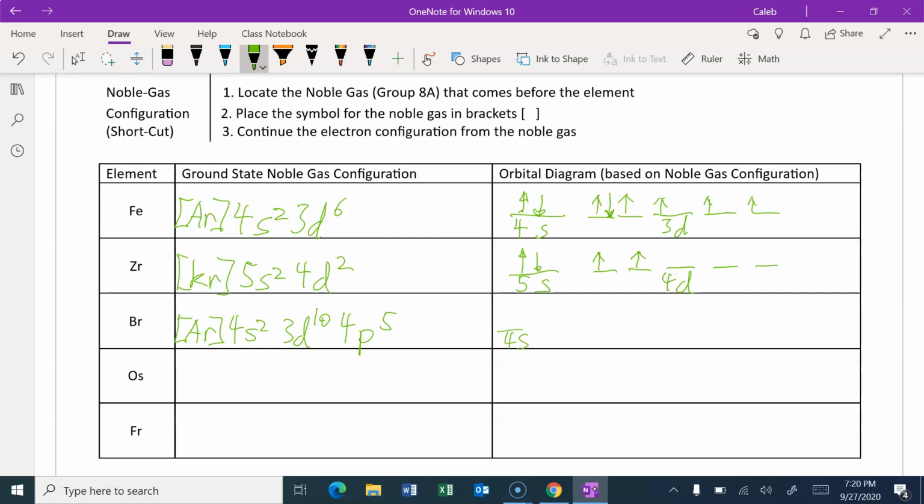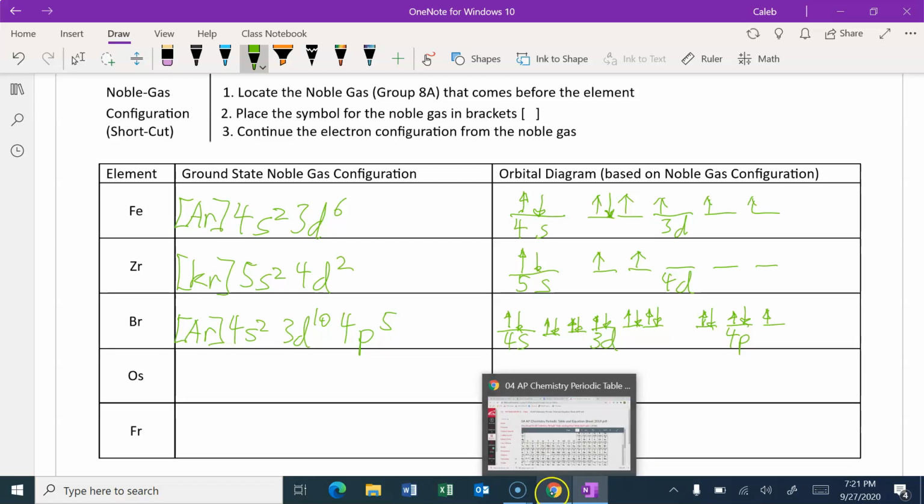So we have 4s, 3d, 1, 2, 3, 4, 5, 6, 7, 8, 9, 10, and then we have 4p5, so that's 1, 2, 3, 4, 5. So you should have 2 arrows down on that one.